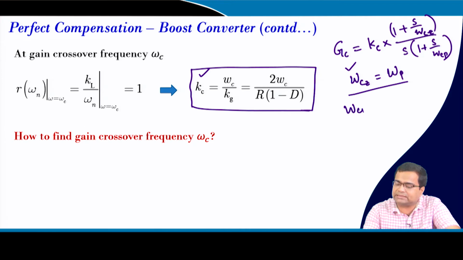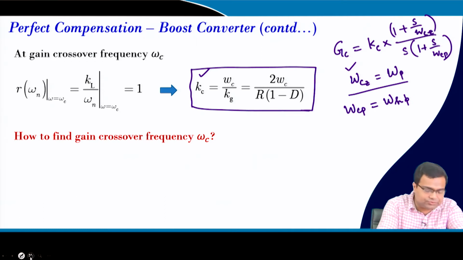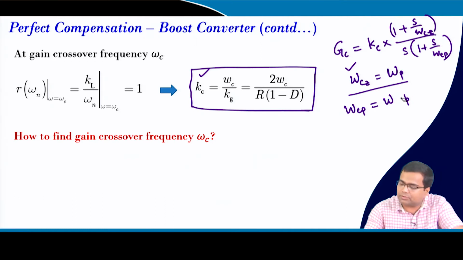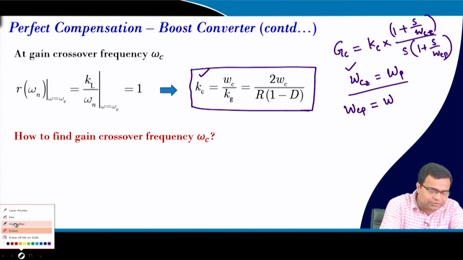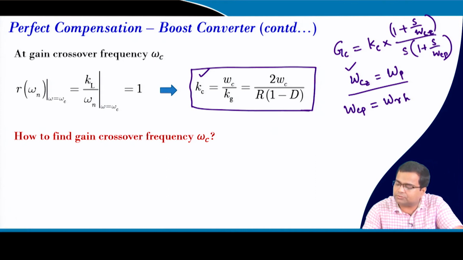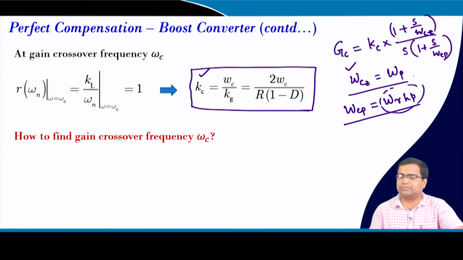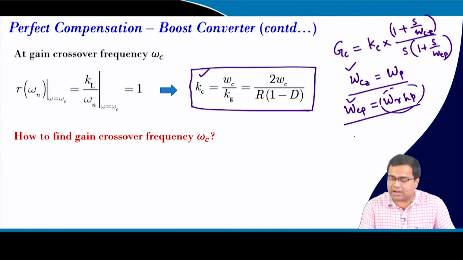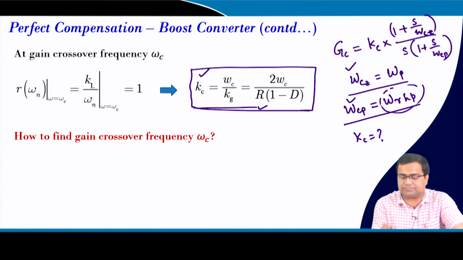What is omega cp? This is kept same as the RHP zero, sorry, this is the same as the RHP zero. So, that means we know the expression of the RHP zero, so this is also known. So, these two are known, the only unknown is the K_C, and that can be obtained from this expression.